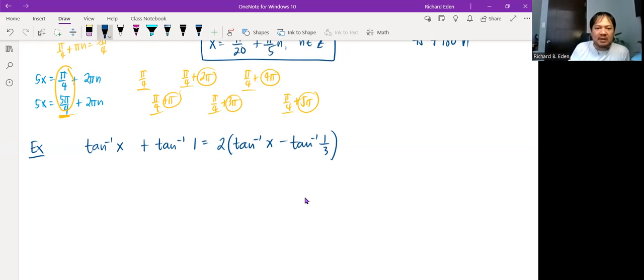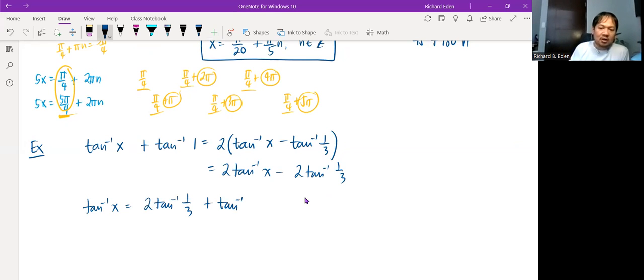Okay. Well, actually, tan inverse of x appears twice, so we could at least simplify this. We have 2 tangent inverse of x minus 2 tangent inverse of 1/3. So when we combine them, we have tangent inverse of x equals 2 tangent inverse of 1/3 plus tangent inverse of 1.